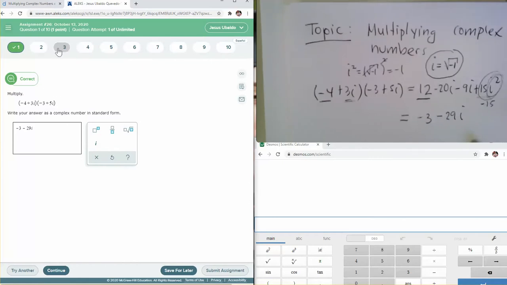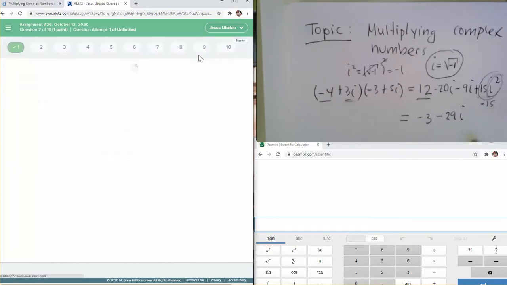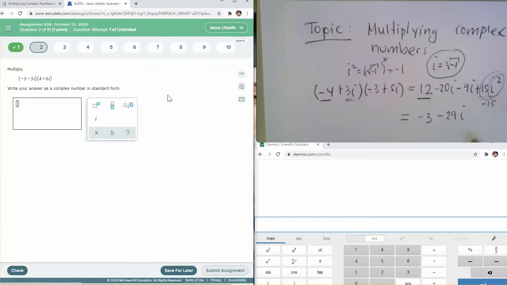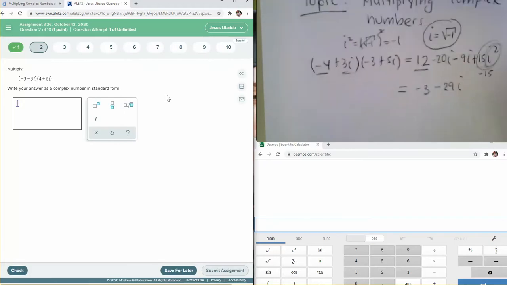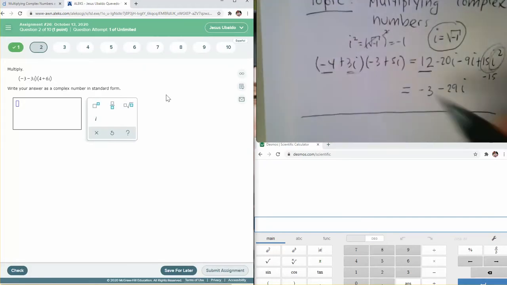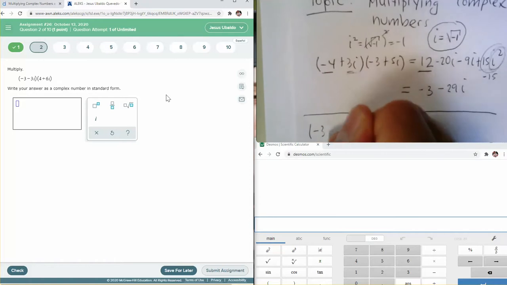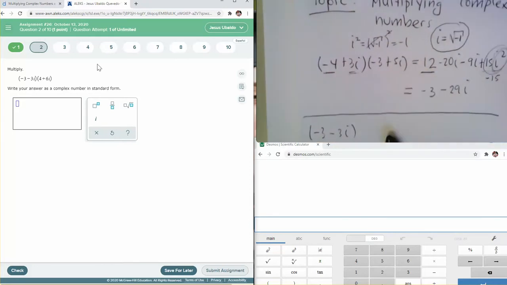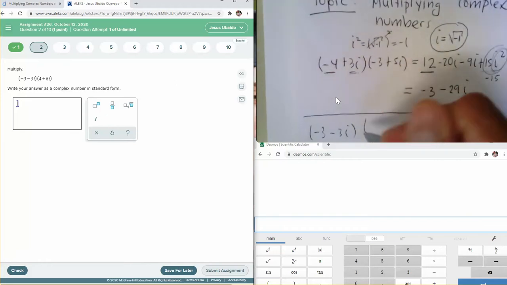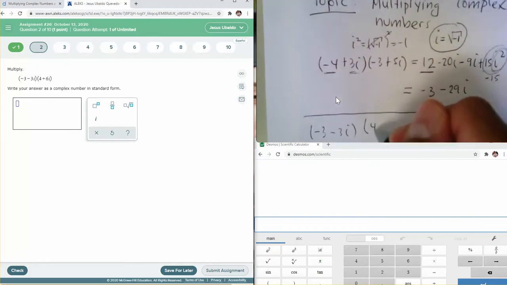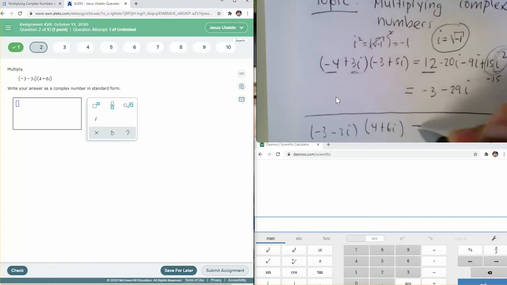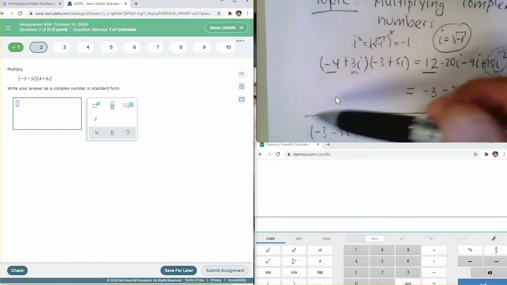Let's work on one more question. This second exercise wouldn't take that long. So step number 1, copy the exercise. Negative 3 minus 3i. So I'm copying the exercise that is right here where my mouse is moving. Times 4 plus 6i. So now, distributive property.